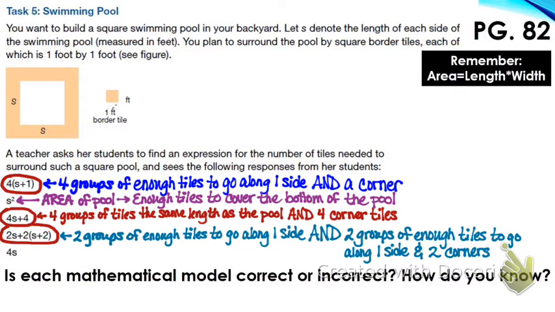The tiles? How many tiles? 4 or 2 of them? Only 2 tiles here? 4. 4 tiles that are enough to cover one side. 4 groups of tiles that are enough to cover one side. But this is missing what then? This is missing the corner pieces. Yes. So 4S is 4 groups of tiles that are enough to cover one side.